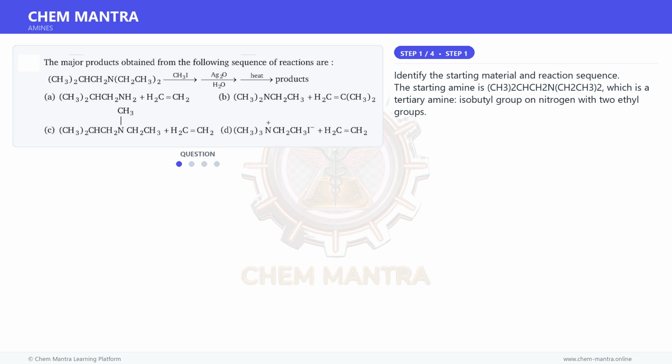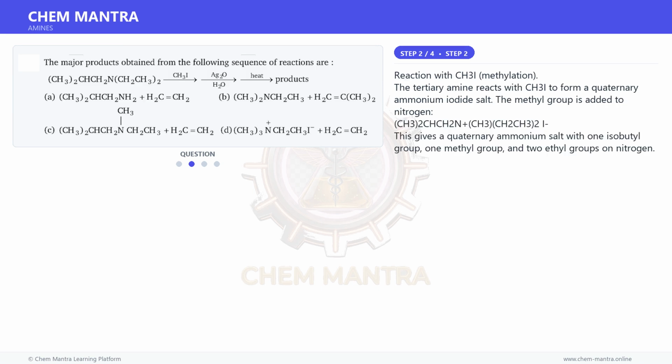The starting amine is (CH3)2CHCH2N(CH2CH3)2, which is a tertiary amine: an isobutyl group on nitrogen with 2 ethyl groups. Moving on to the next step.